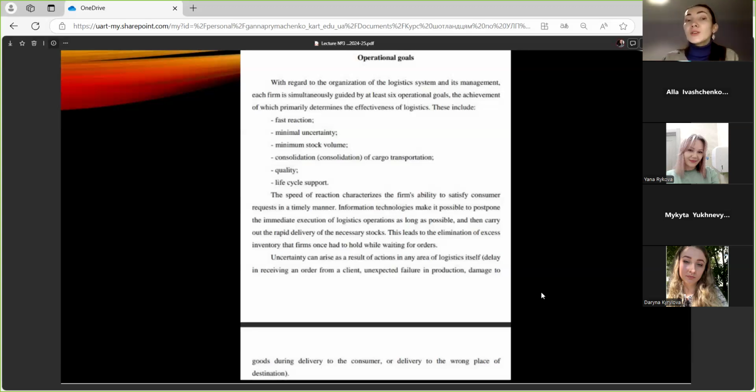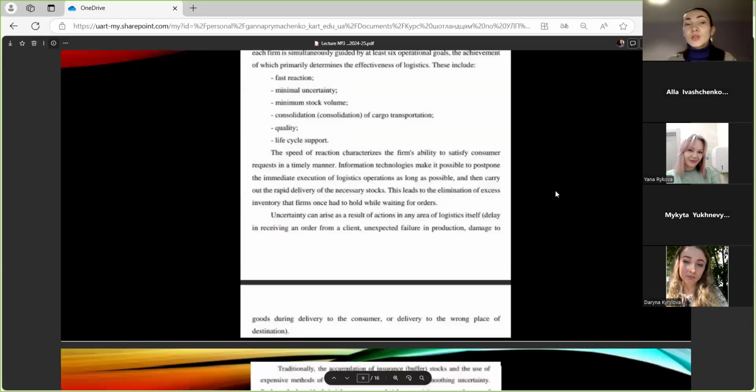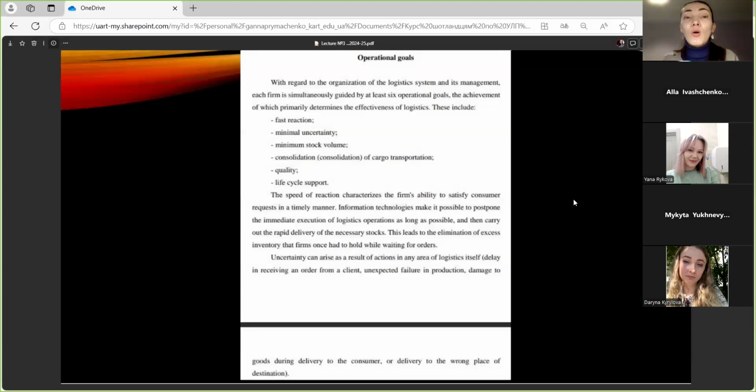We think about quality and about life cycle support. What does it mean? Let us see more information about it and think about what could be possible for us. The speed of reaction characterizes the firm's ability to satisfy customer requirements in a timely manner. Information technologies make it possible to postpone the immediate execution of logistic operations as long as possible, and then carry out the repeat delivery of the necessary stocks. This leads to the elimination of excess inventory that firms once had to hold while waiting for orders.